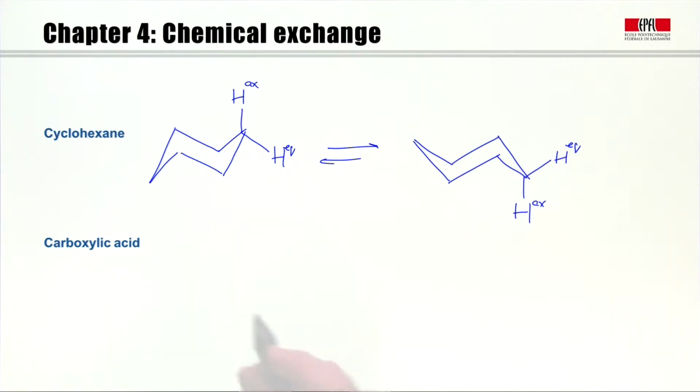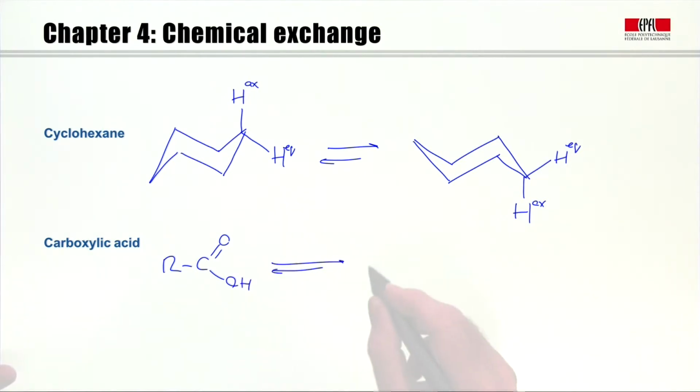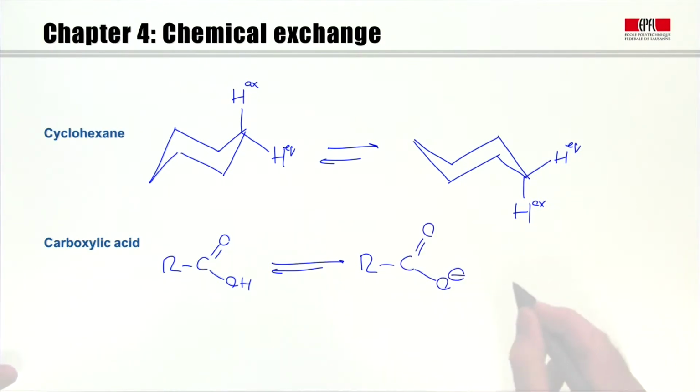I can take another example. This is more of a chemical reaction. Let's consider some carboxylic acid, which looks like this in the acid form, and we have all learned that this can be transformed into the conjugate base by losing a proton, or giving a proton to the environment.